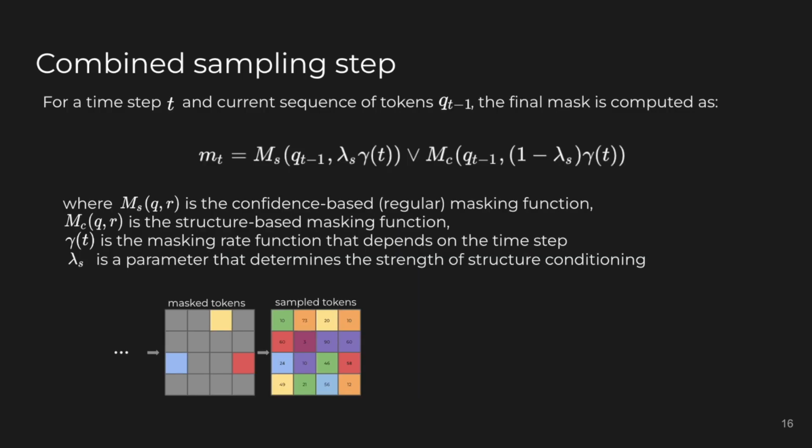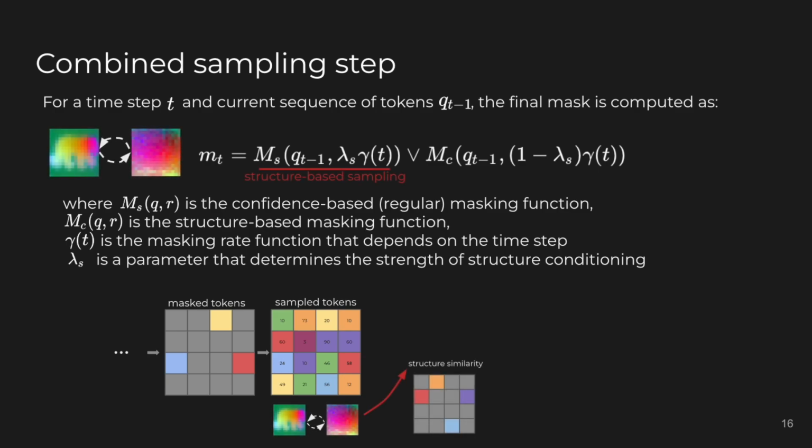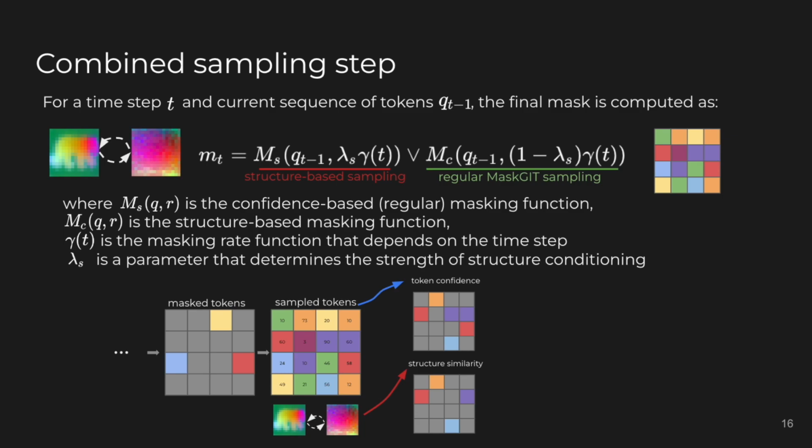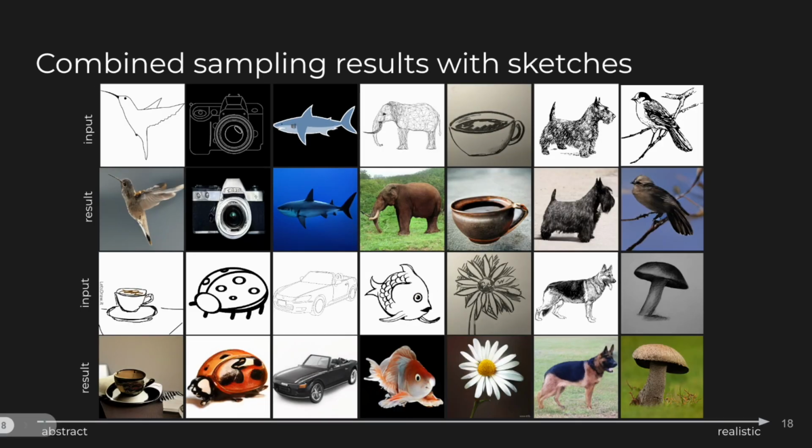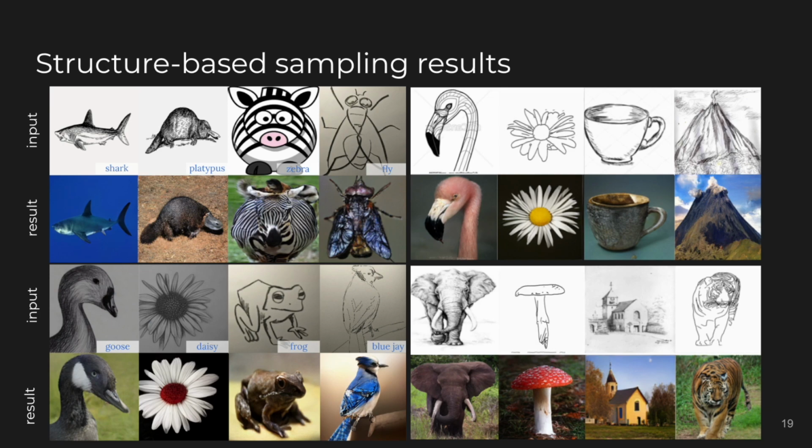We compute two masks, one based on structure similarity score and another one based on the confidence score that optimizes realism. We combine the two masks with a logical OR operation to sample a realistic image that follows given structure. In addition to that, we use classifier guidance to navigate the trade-off between realism and structure fidelity. Our combined sampling method allows us to do highly realistic sketch-to-photo translation on sketches of various levels of abstraction. One important thing to note here is that our method does not require any fine-tuning or retraining or any pairwise supervision. Here are a few more examples of our combined sampling results on sketches.